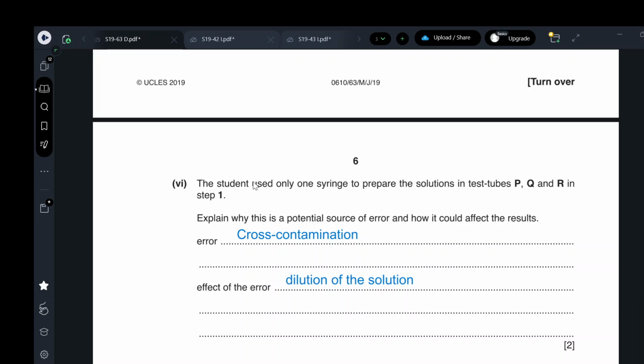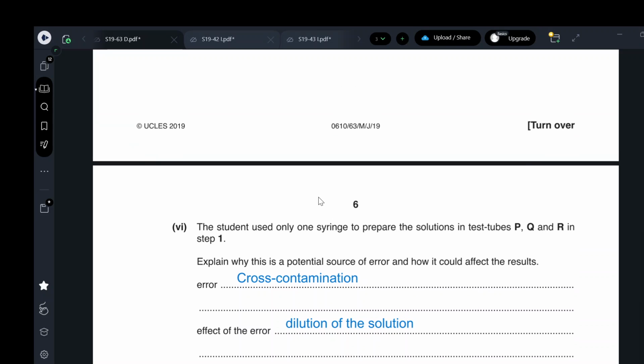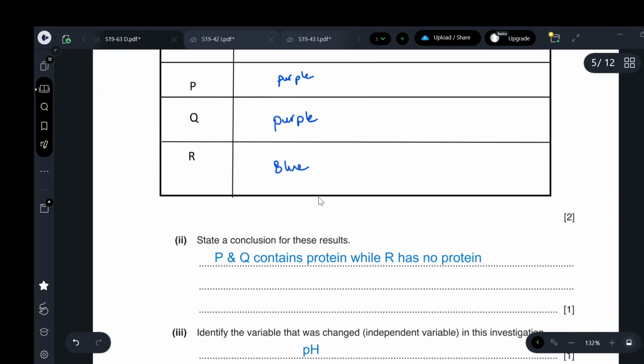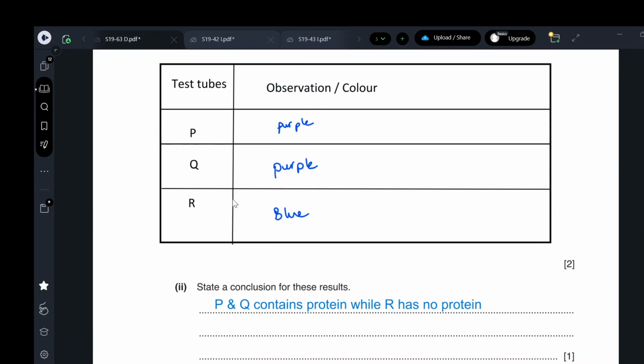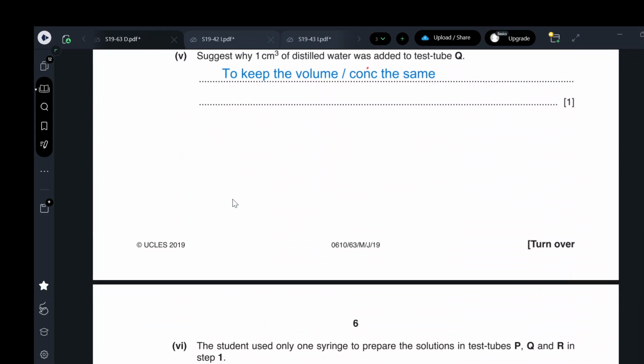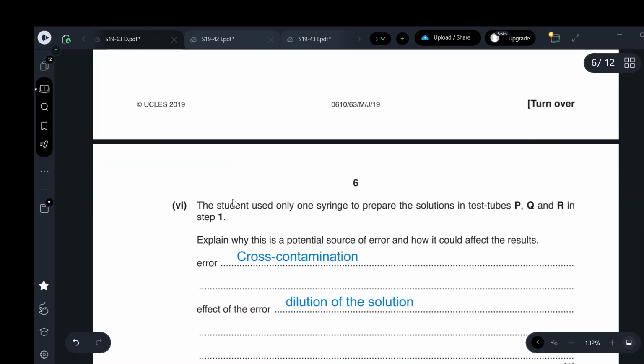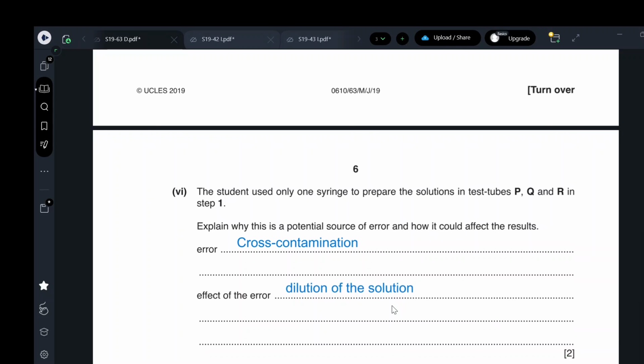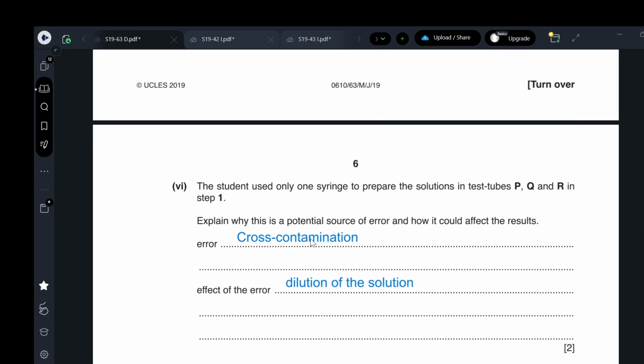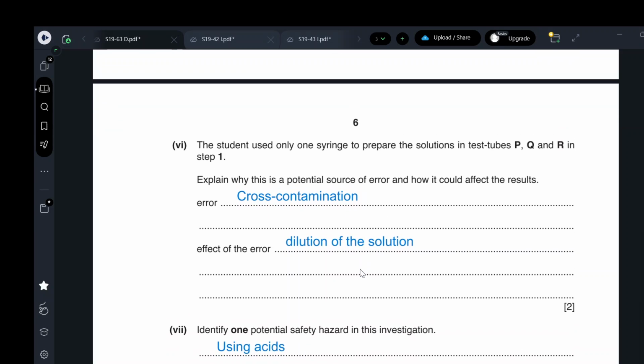This is a common error that we saw a lot. The student used only 1 syringe to prepare the solutions. He used 1 syringe to prepare all the test tubes. This is, of course, a source of error because it will cause contamination. You can take some of this solution from P and mix it with Q or Q with R, which will cause dilution of the solutions. You will mess up the concentration of the solutions. So I don't want this to happen. This is the error, cross-contamination. It will cause dilution of solution.